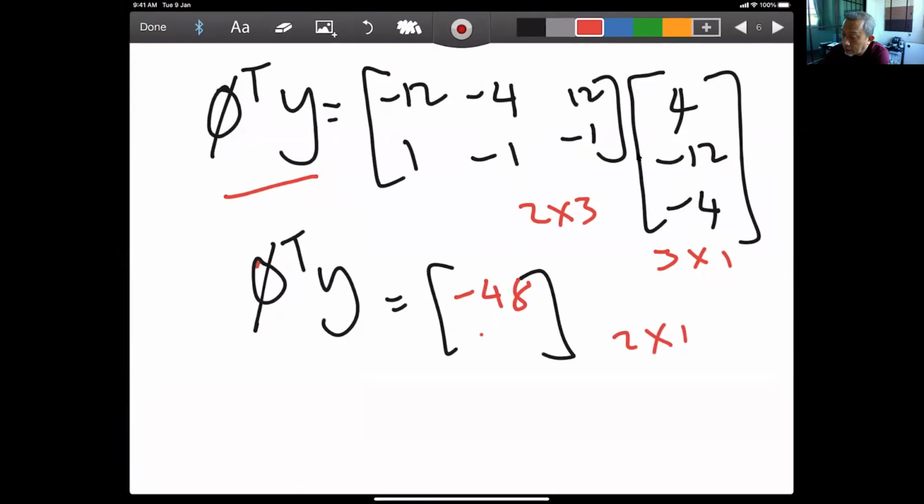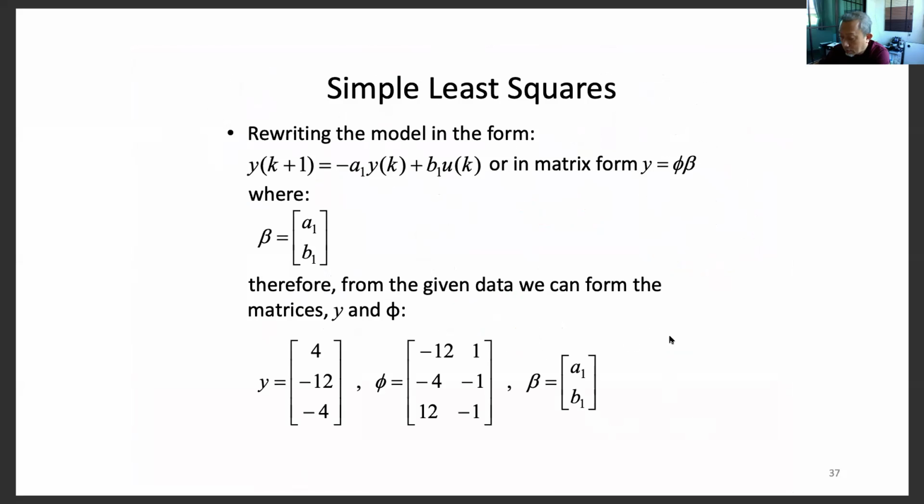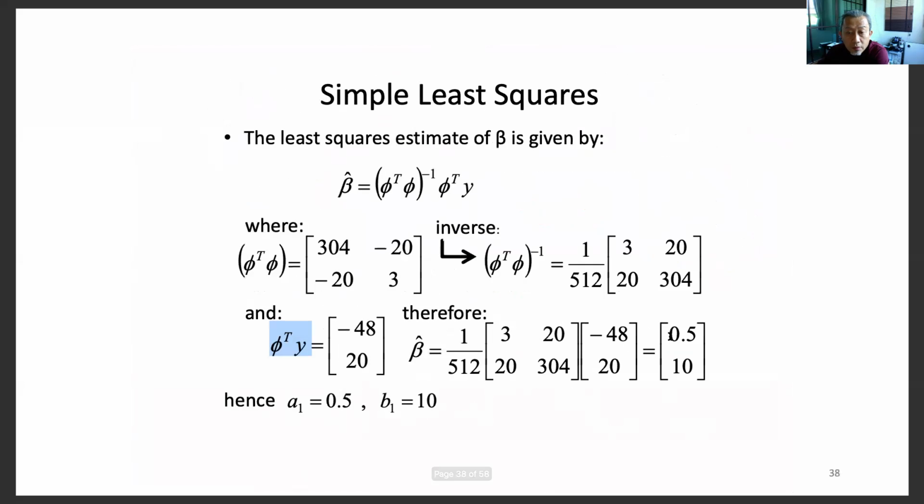After you get everything, which is theta transpose theta, then theta transpose theta inverse, then theta transpose y, we multiply these three, combine them in the formula, and then you will get 0.5 and 10 as the values of the first order parameters: A1 is 0.5 and B1 equals 10.